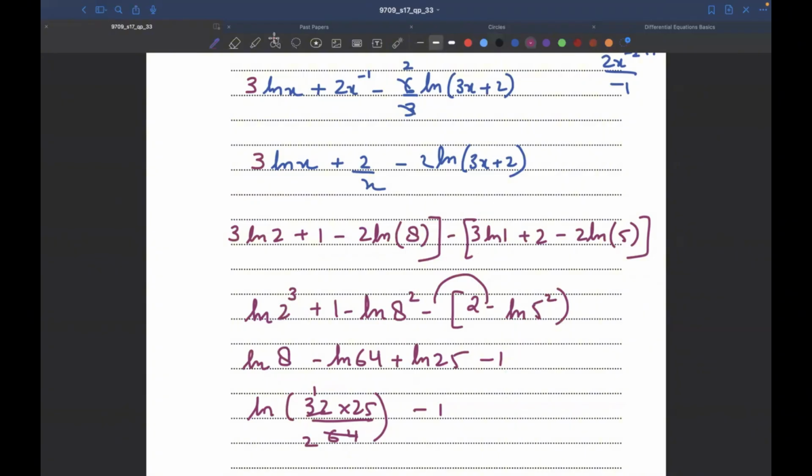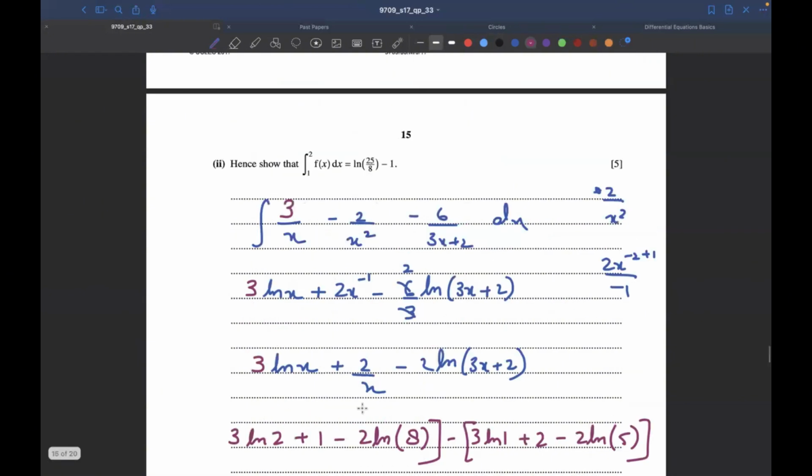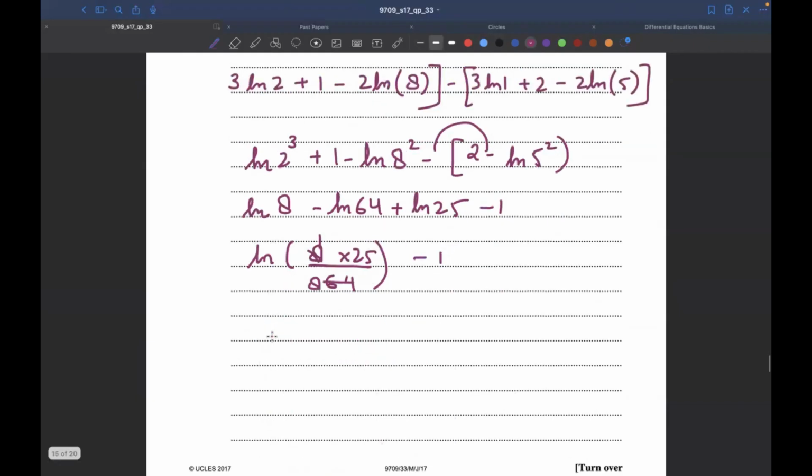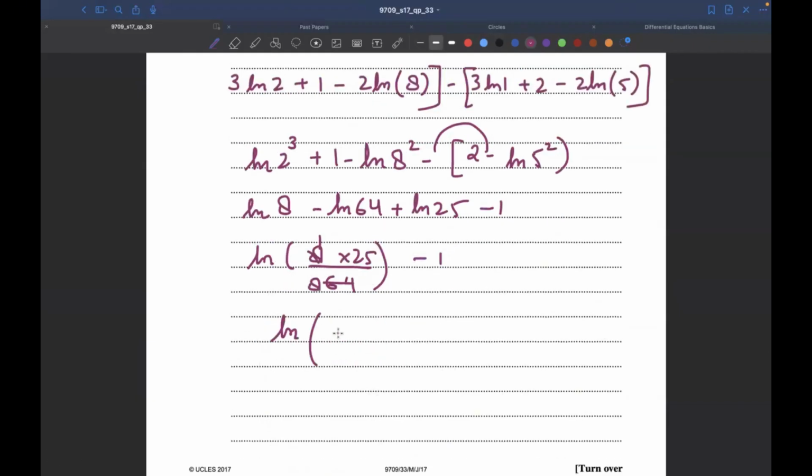And now instead of 64 in the denominator, this will be 8 multiplied by 25 divided by 64. And we had to get ln 25 upon 8. So this will become 8 ones are 8, 8 eights are 64. So we are finally able to prove that the integral will be ln of 25 over 8 minus 1.